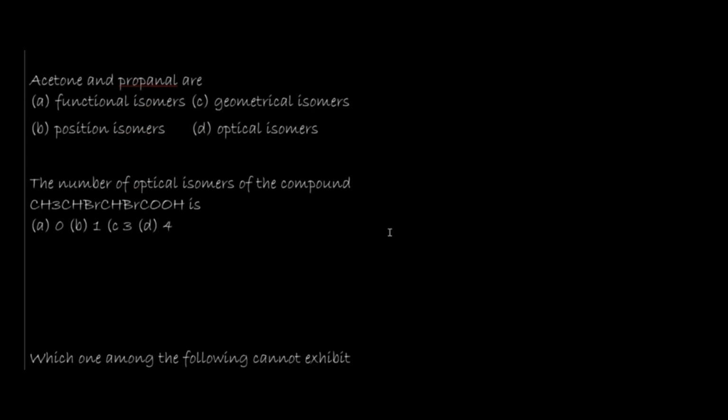Then next question. Acetone and propanol are what kind of isomers? Acetone, which is having keto functional group, propanol, that is aldehyde functional group. So these are functional isomers.